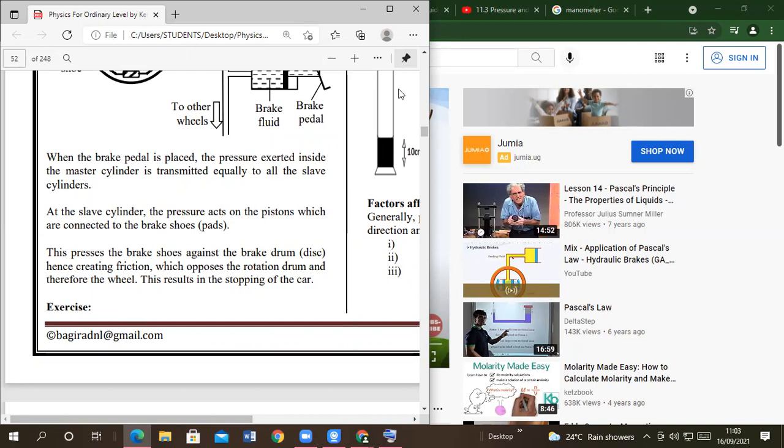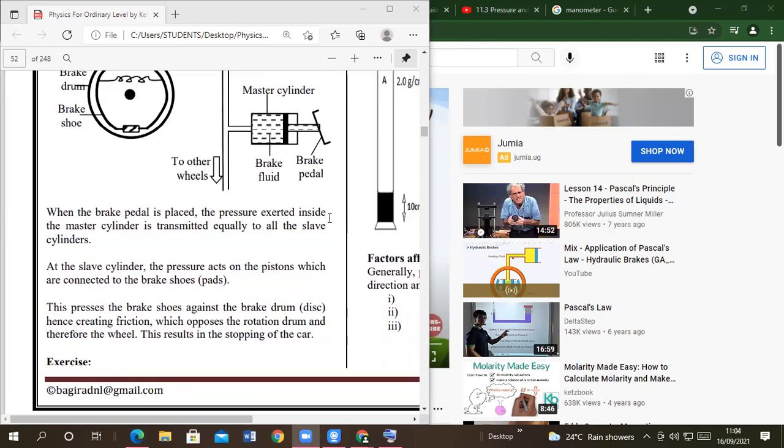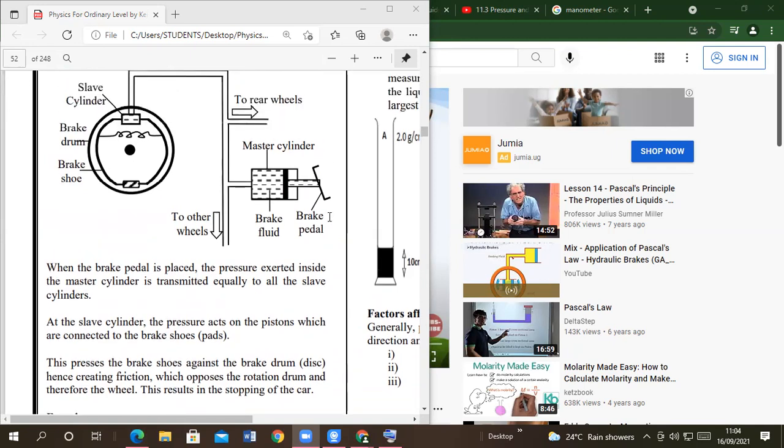Okay, members, are you there? Do you have any question about the hydraulic brake system before we proceed to our numbers of calculations? Vanita, do you have any question? Why do they use the red fluid?